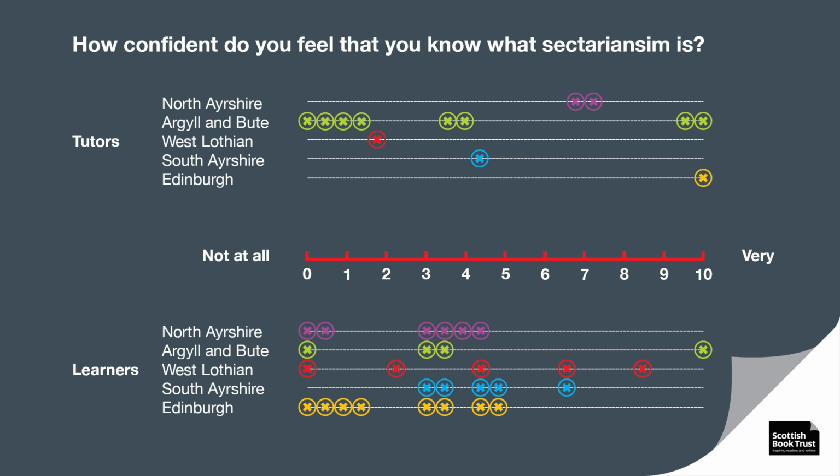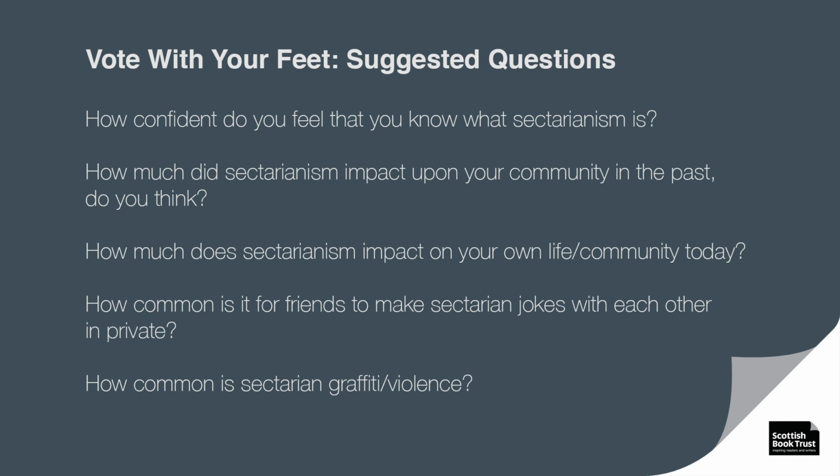Something you'll notice about this particular graph is, for example, in the Edinburgh group, there was a big difference between where the learner stood and where the tutor stood. As you can see, you get all kinds of results from doing this activity, and some of them may be surprising to you. It's a really useful activity to do, not only to get a snapshot of where your learners and your members of staff are in relation to sectarianism in their communities. It's also a really useful jump-off point for discussion. I'll show you another one.